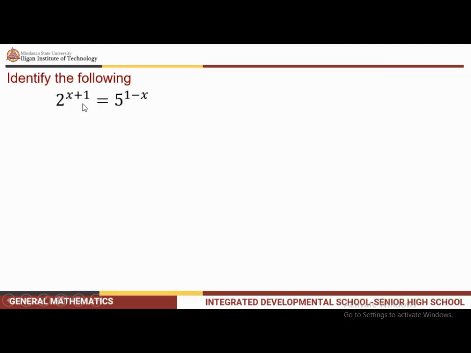Now, let's identify the following. For example, we have 2 to the power of x plus 1, which is equal to 5 to the power of 1 minus x. As we observe, it involves an exponential expression and uses an equal sign. So, therefore, this is an exponential equation.